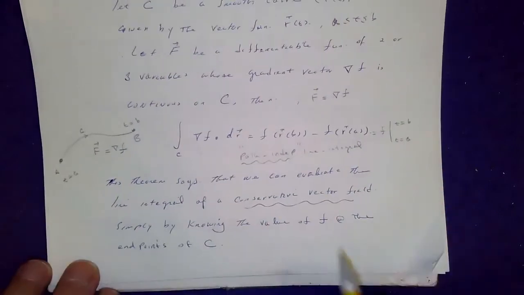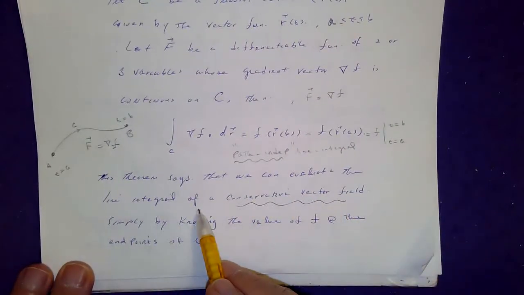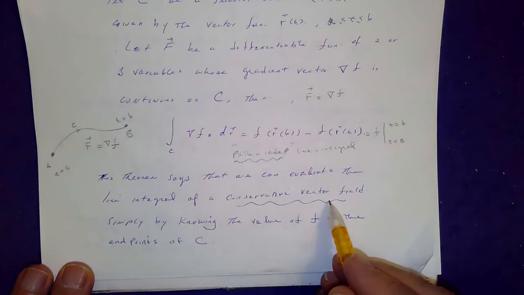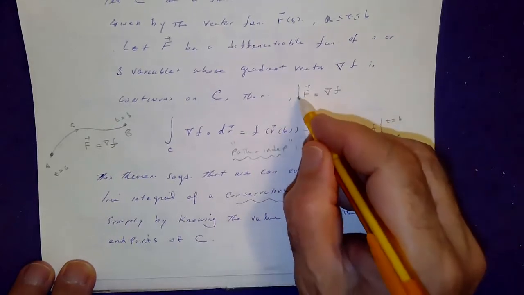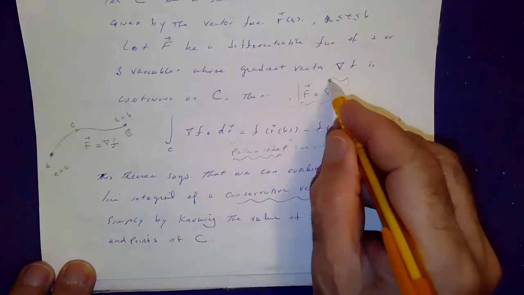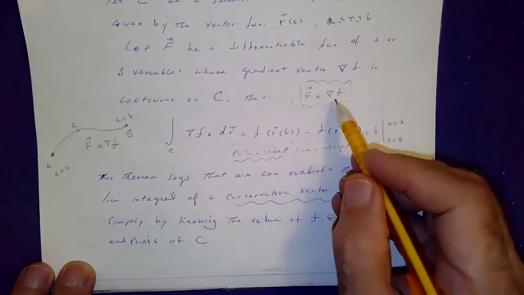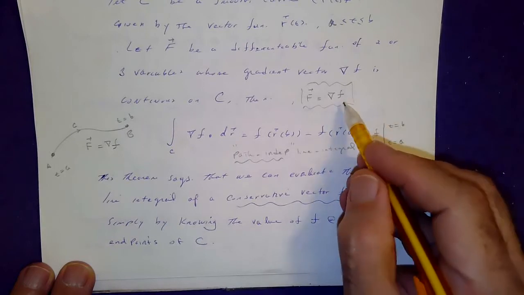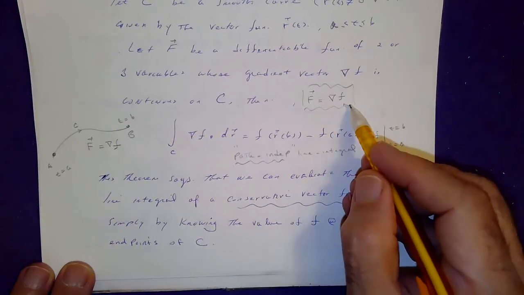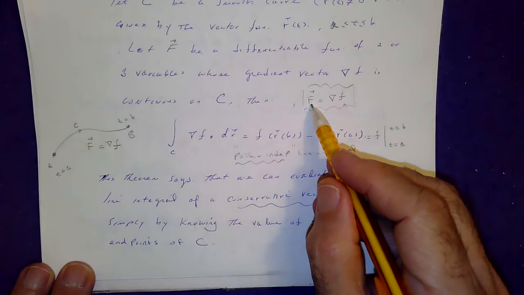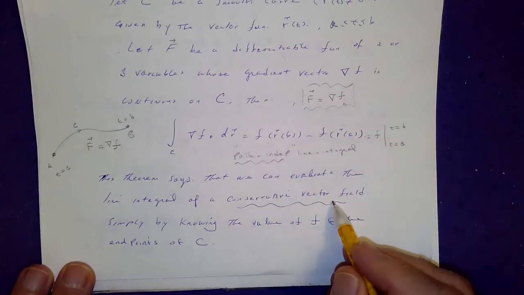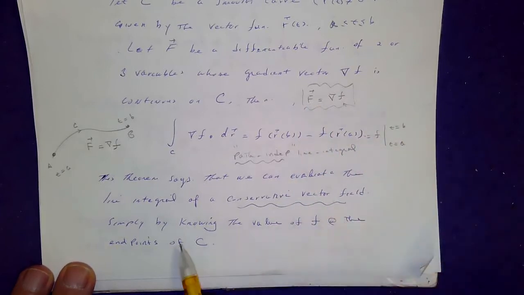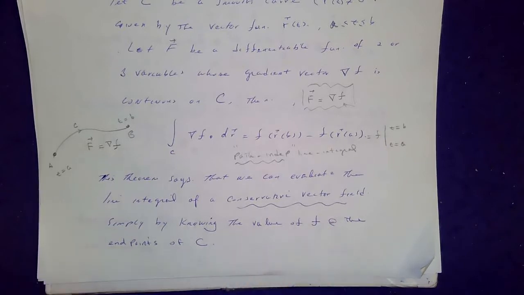So the theorem says we can evaluate the line integral of a conservative field. This is the definition of a conservative field: a vector field which happens to be the gradient of a scalar field. That scalar function is called the potential function, and the vector field in this case is called a conservative vector field, simply by knowing the value of f at the endpoints of C.